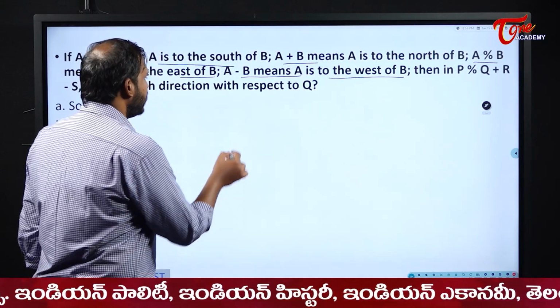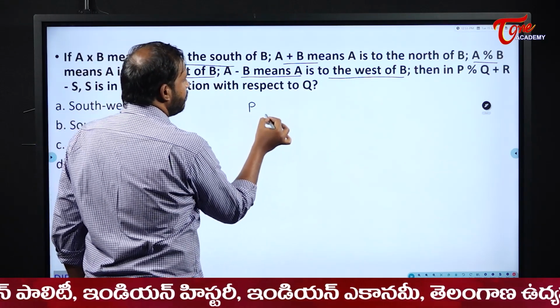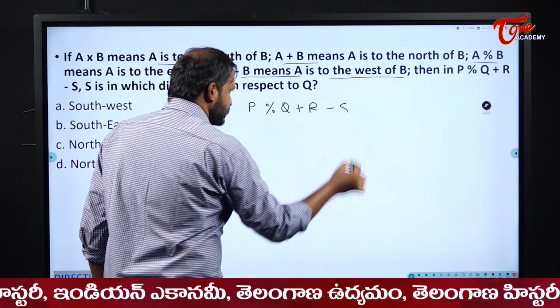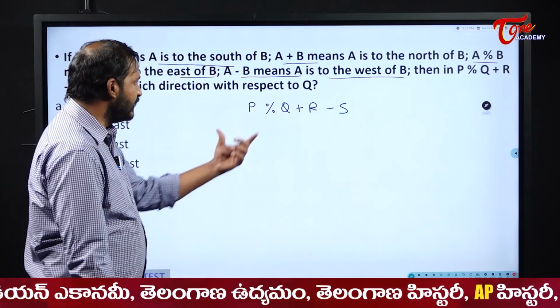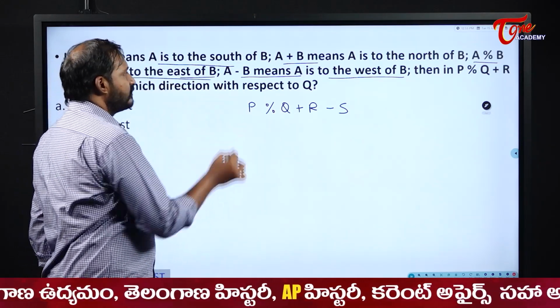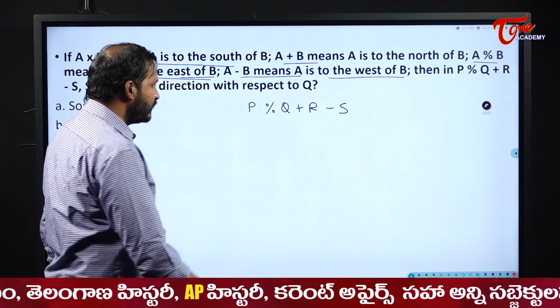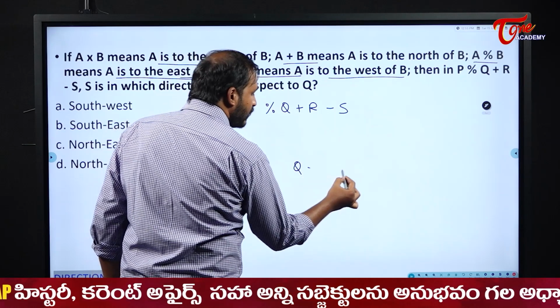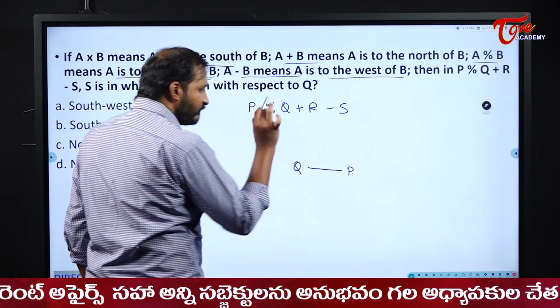Now see here, first I need to find what P percentile Q plus R minus S actually tells. First identify this one. P percentile Q means what? P is to the east of Q. If I have Q here, P will be here. P is east of Q.